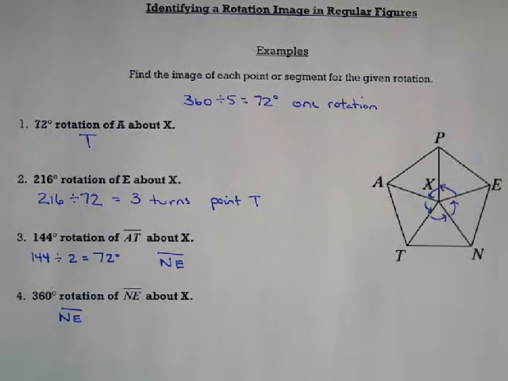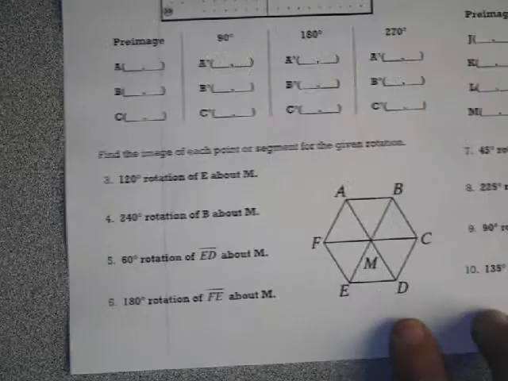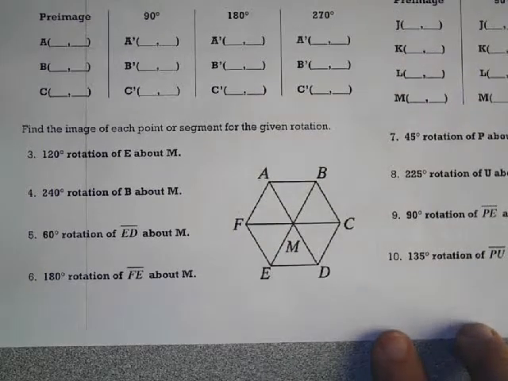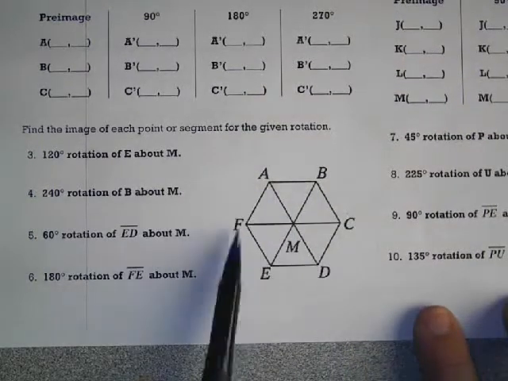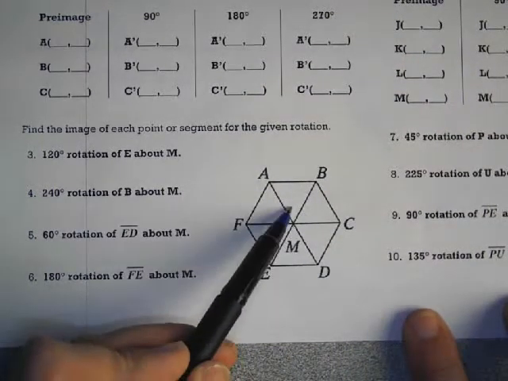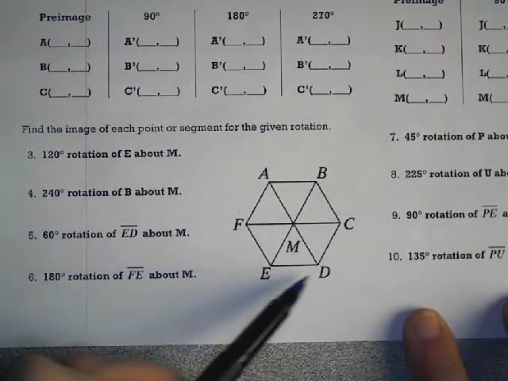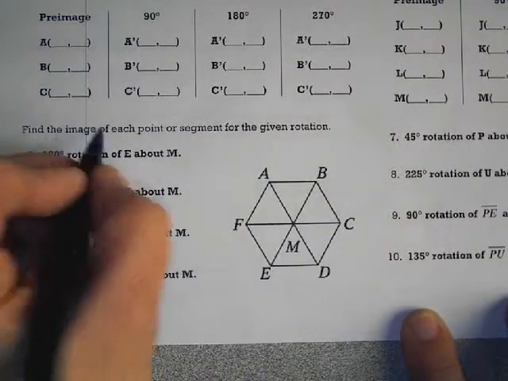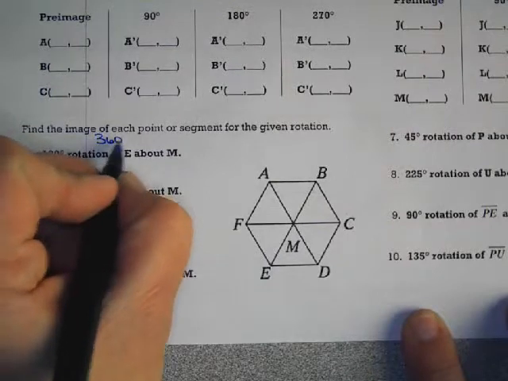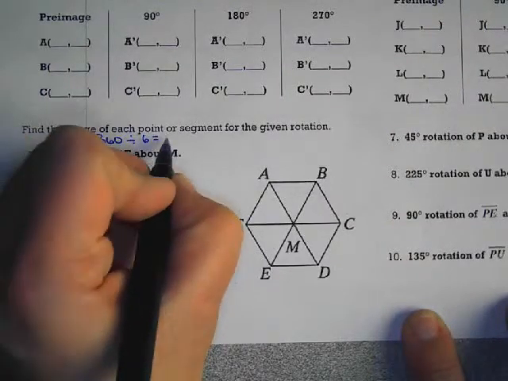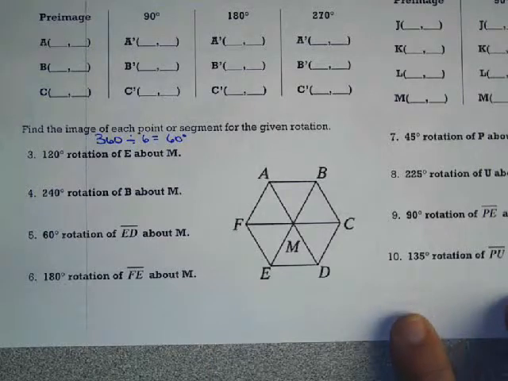So if we look at our homework paper, we'll just do one example. So this is a hexagon, 6 sides. So it would take 6 turns for point A to get back around to point A. So 360 divided by 6, each rotation is 60 degrees.